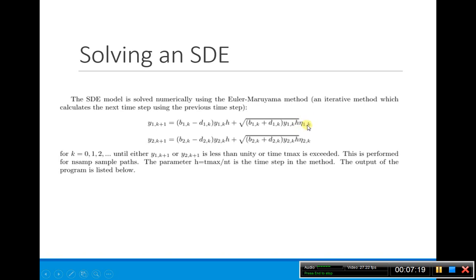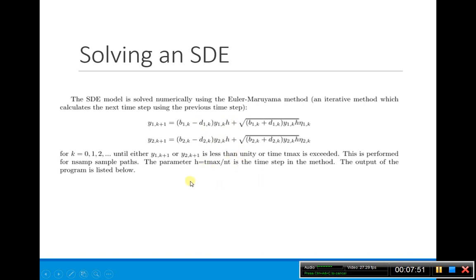This eta changes each time step. When our new value gets less than 1 for either one of these, then the time stops. Or if the time exceeds the maximum time, then it also stops. You're going to do this for, there's a variable called nsamp. You're going to do this for however many sample passes you want to do. So each time you're going to get a different realization. And then h is just, like I said, the time step.